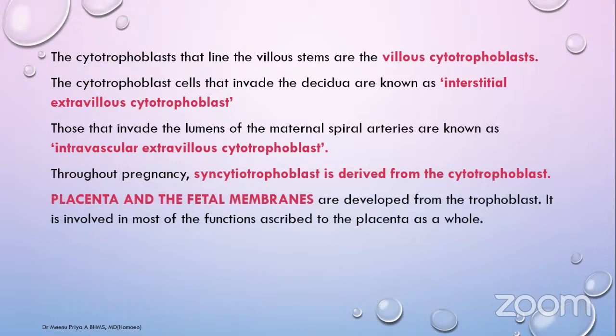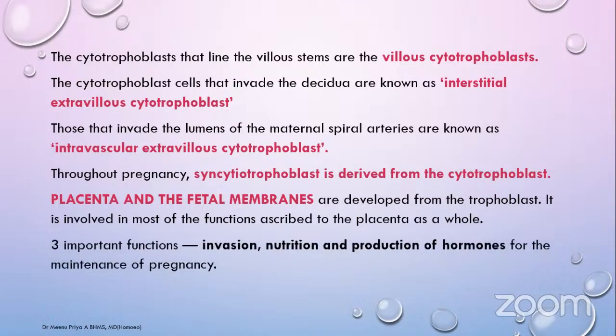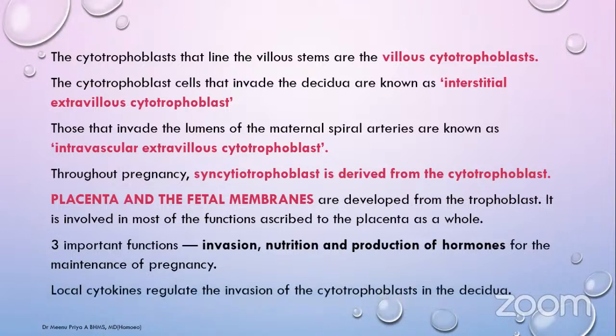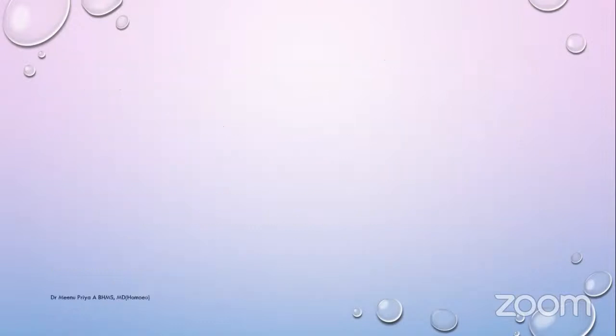Placenta and the fetal membranes are developed from the trophoblast. One of the main functions of trophoblast is its contribution to the formation of the placenta, and fetal membranes are developed from the trophoblast. It is involved in most of the functions ascribed to the placenta as a whole. So three important functions are invasion, nutrition, and production of hormones for the maintenance of pregnancy. And local cytokines regulate the invasion of cytotrophoblast in the decidua. So for invasion, which is responsible? It is the local cytokines.